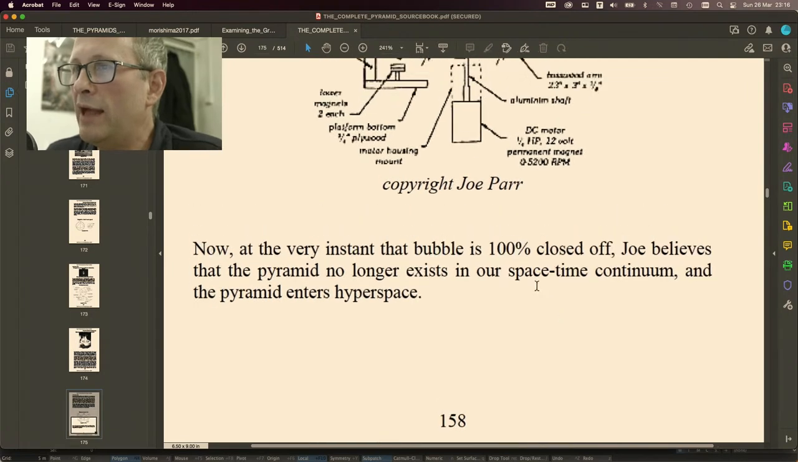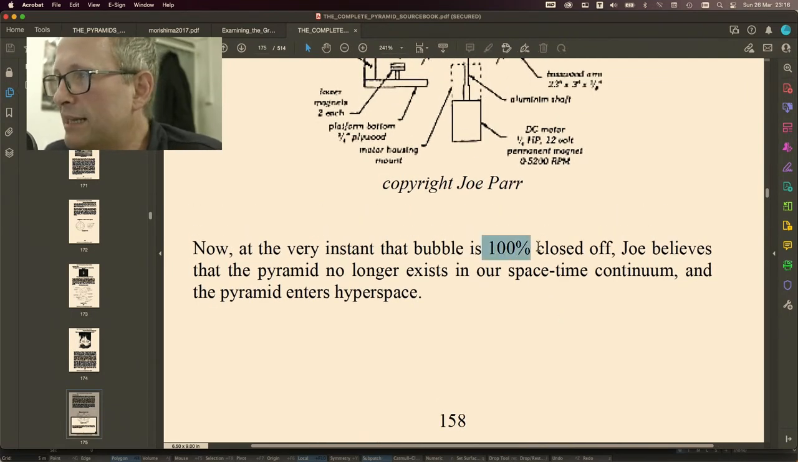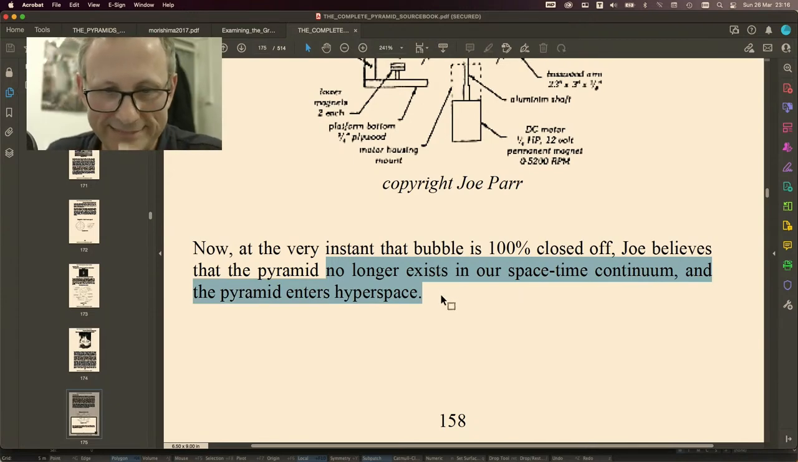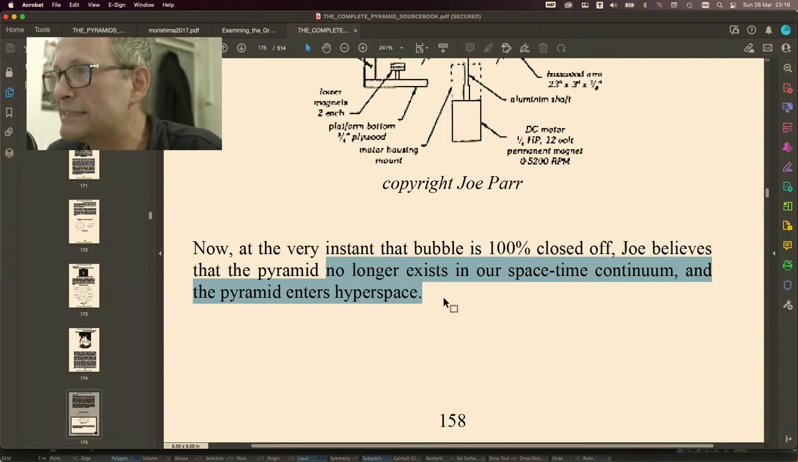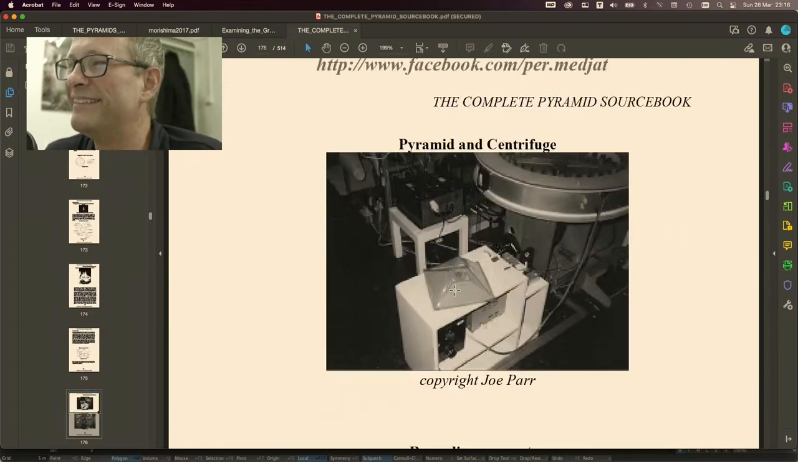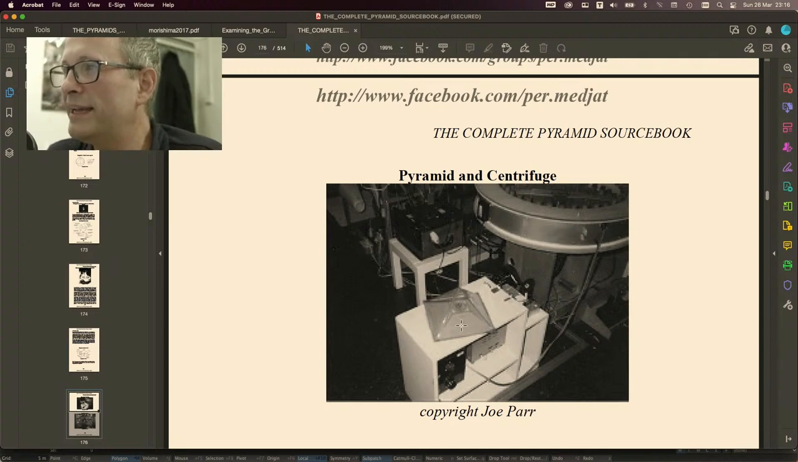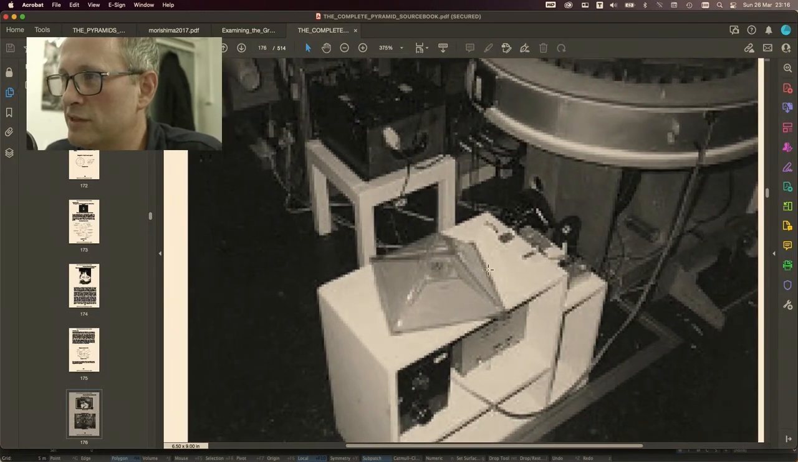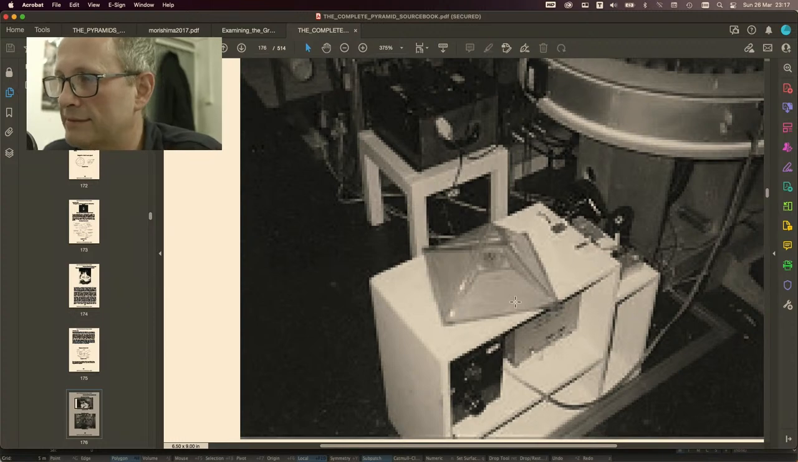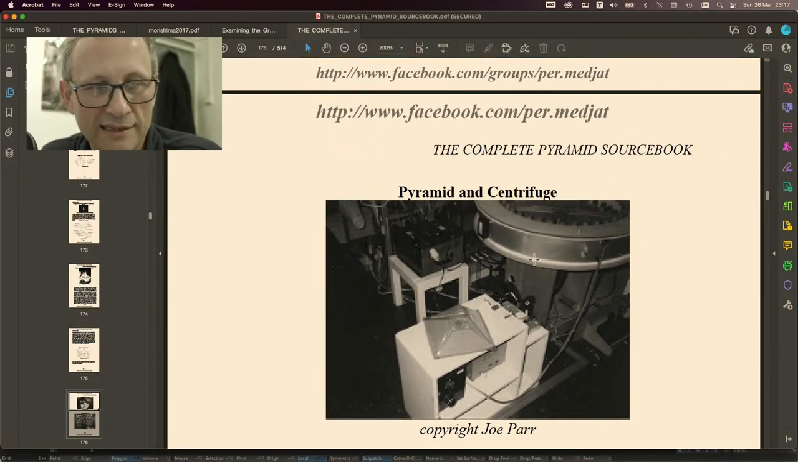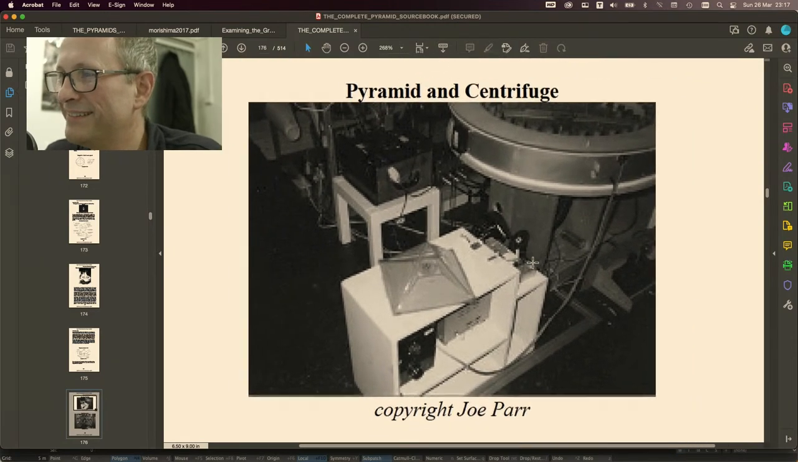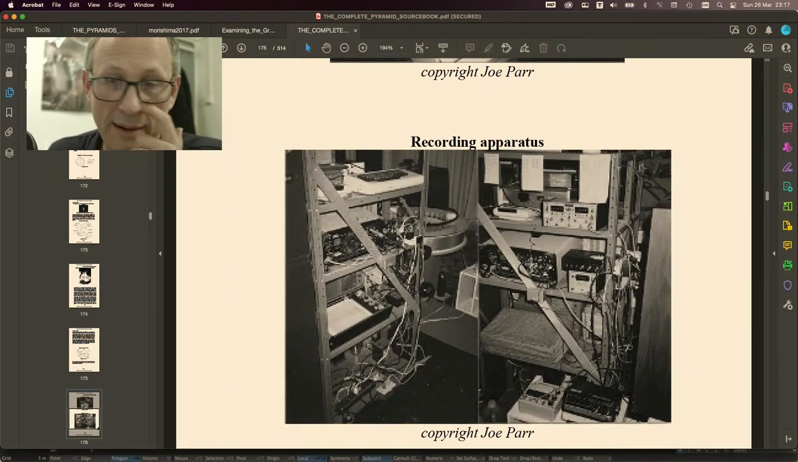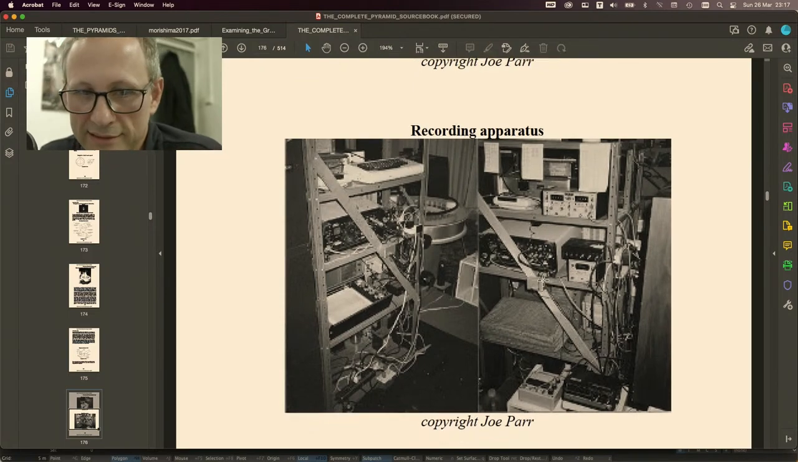Okay, now at the very instant that the bubble is 100% closed off, Joe believes that the pyramid no longer exists in our space-time continuum, and the pyramid enters hyperspace. I don't know. Okay, so he has a pyramid here, and there's a thing to spin it. And I think the pyramid almost looks like it's transparent, so you can see inside it. It's a very serious piece of kit here. He wasn't doing this for a joke, right? Again, you can see some of the apparatus that he used here.